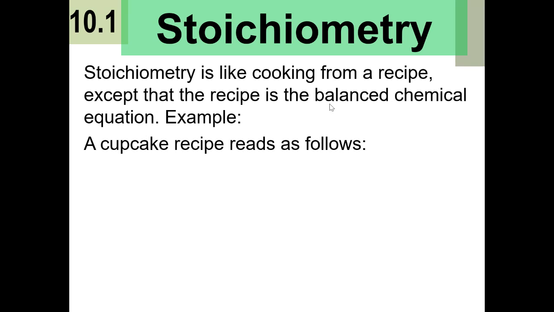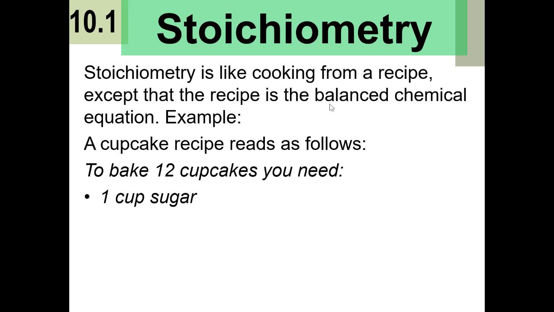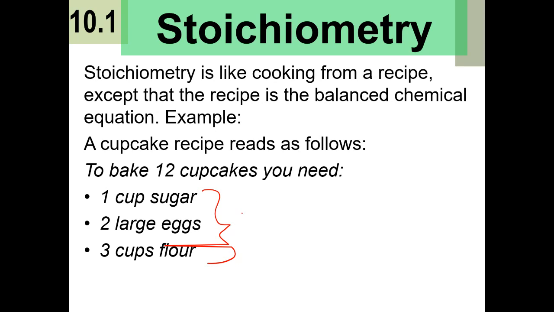Let's give you an example of a cupcake recipe that I found online. Don't actually use this recipe. I understand there's more that goes into a cupcake, but let's take a look at this basic recipe. To bake 12 cupcakes, you will need 1 cup of sugar, 2 large eggs, and 3 cups of flour. Now, again, cooking is just chemistry that you eat. The reactants are these ingredients.